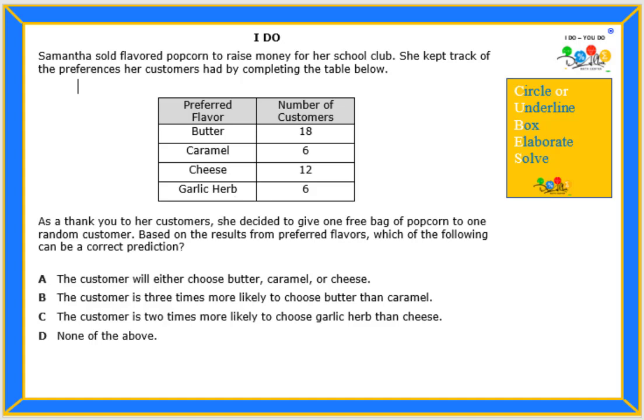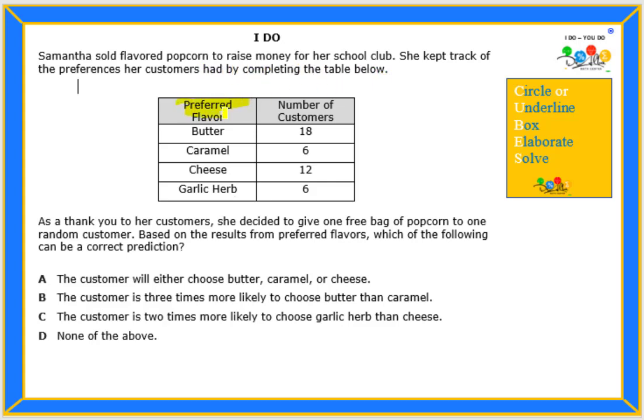Hi everyone! Today we are going to be working with some probability questions. Let's read this problem together. Samantha sold flavored popcorn to raise money for her school club. She kept track of the preferences her customers had by completing the table below.